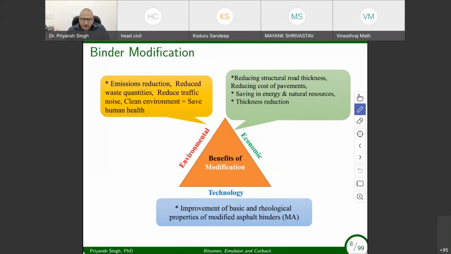Apart from the neat binder, what we have without any processing, sometimes we may have some admixture used with the asphalt binder that gives us a modified asphalt binder. Now, this modification has different types of benefit. They may have some environmental benefit, some economical benefit, and some technological benefit.